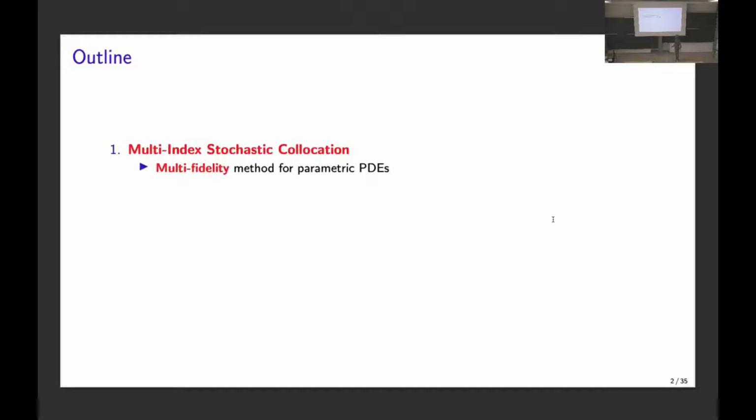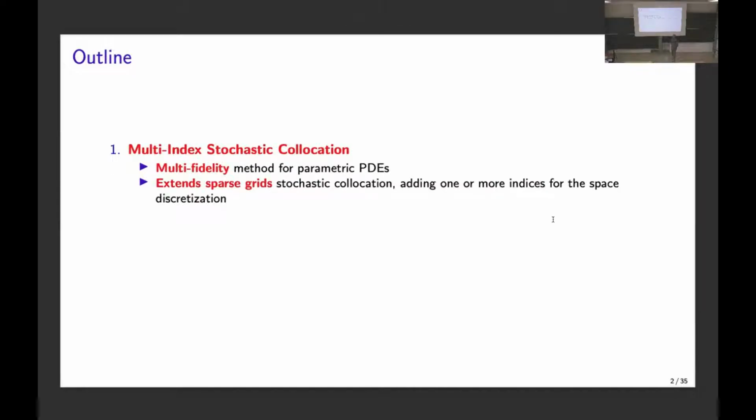So for those who don't know, you can think of MISC, multi-index stochastic collocation, as a multi-fidelity approach to solve parametric PDEs. And if you've never heard of it, you can think of it as an extension of the sparse grid stochastic collocation method, where you add one or more indices in your multi-index set to play with the spatial discretizations.